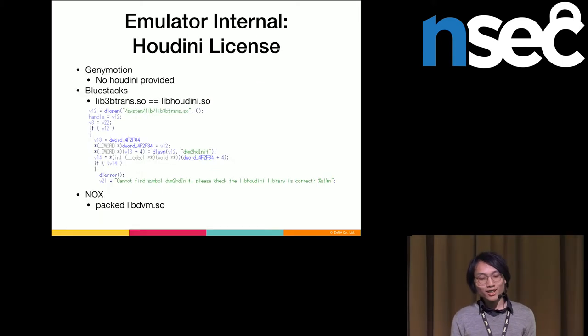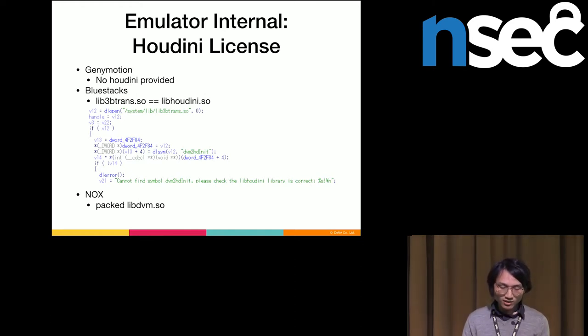During my investigations, I found some interesting facts. Houdini is developed by Intel, and Intel does not provide a commercial license for the Houdini library publicly. There is another very famous emulator, Genymotion, which is not included in my research because it is not bundled with Houdini when released, in order to avoid violating Intel's license. Instead, it will hint you to download the Houdini binary yourself after you download their software. This is not efficient for users, so Genymotion is not a main cheating platform.